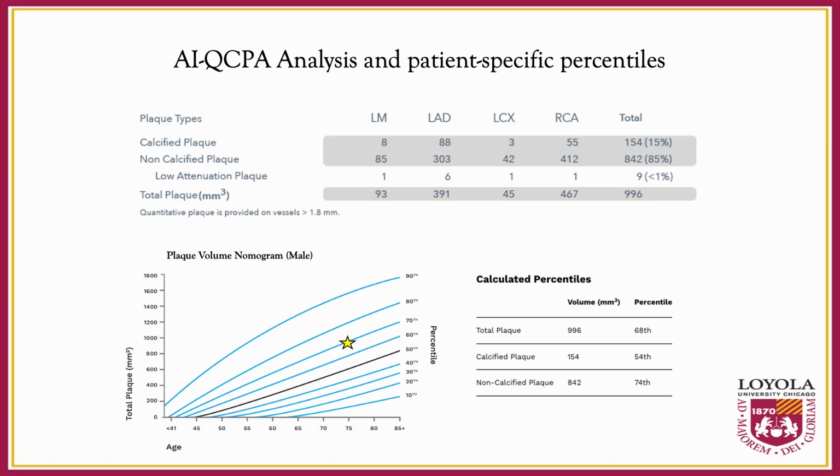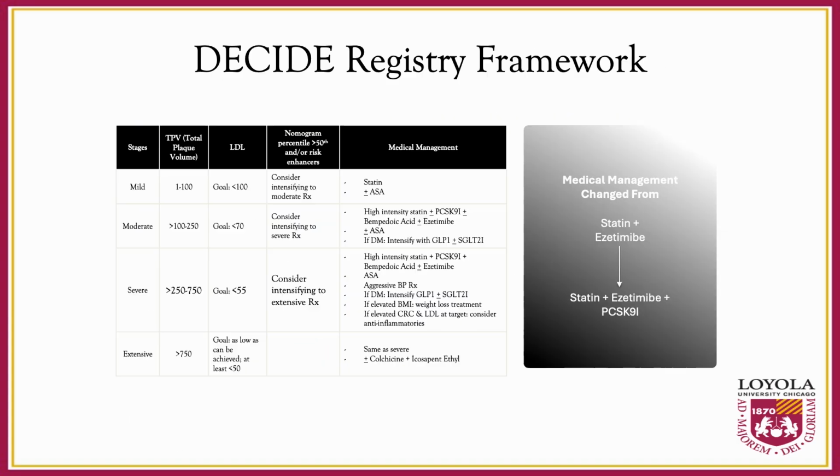Now, based off of his age and sex, you can see that he fell in the 74th percentile for non-calcified plaque at 842 millimeters cubed. Now I would like to share the latest data on plaque volume staging. Multiple approaches to risk stratify patients were evaluated by cardiologists and CT experts to align on HeartFlow's plaque staging. Now, plaque staging stratifies patients based on their total plaque volume, which is a strong predictor of myocardial infarction, irrespective of cardiovascular risk scores, coronary artery calcium scores, or stenosis.